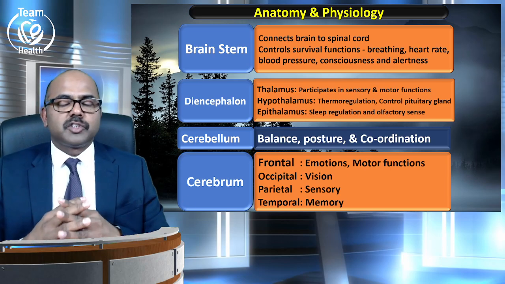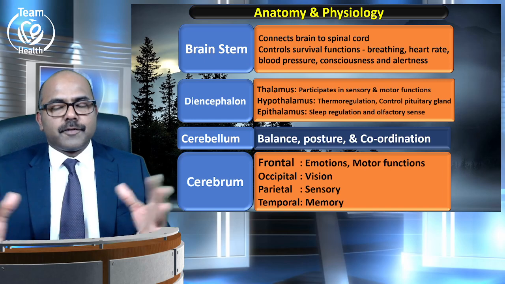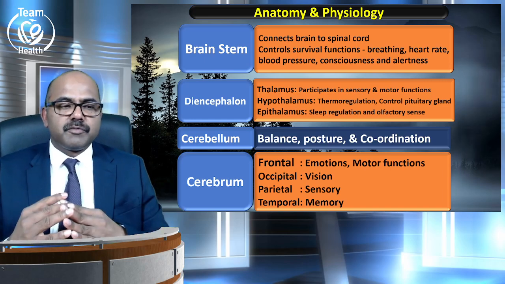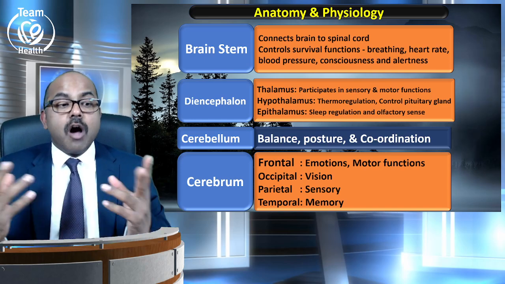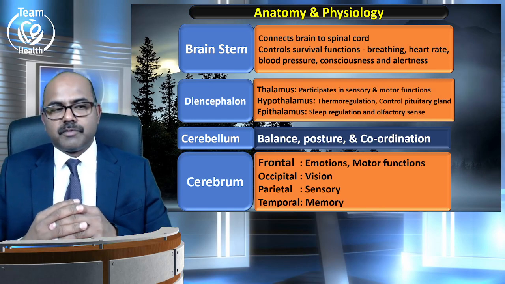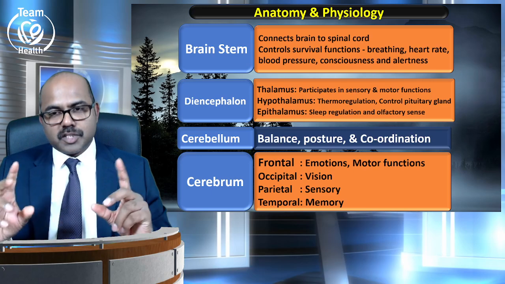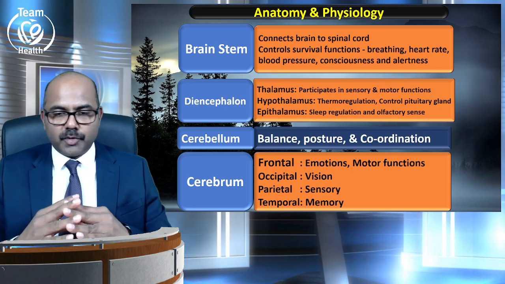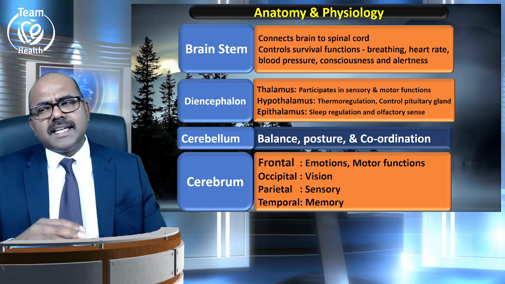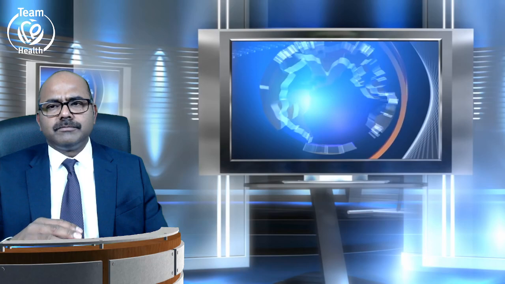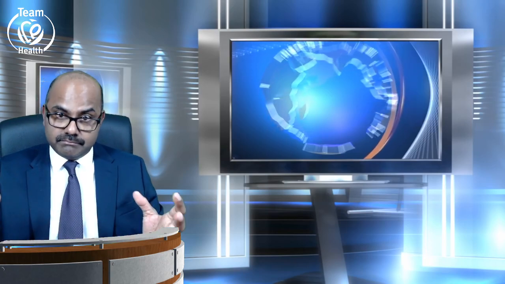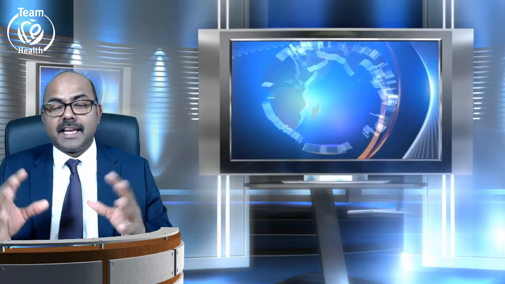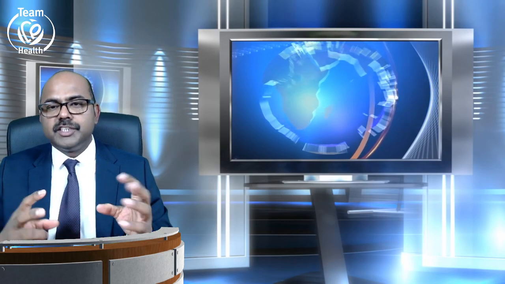Okay, the largest portion of the brain is the cerebrum. The frontal lobe is grossly responsible for emotions and motor functions. The occipital lobe is responsible for your vision. The parietal lobe is responsible for your other sensory functions, and the temporal lobe is responsible for your memory. This is in general the basic anatomy of your skull, your meninges, and brain.